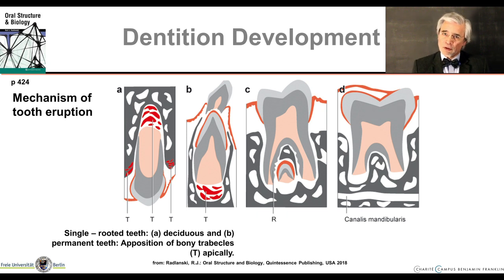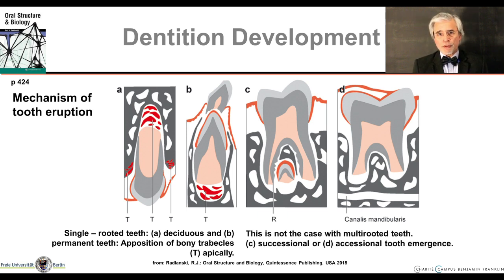Bone apposition dominates in the area of the apex and also at the alveolar crest. In the picture that can be seen, for example, for the upper deciduous canine in figure A, and in figure B, this is shown for a lower permanent canine. And as multi-rooted primary teeth and multi-rooted accessional teeth start their pre-functional eruptive movements when they do not lie so deeply in the bone, this additional bone formation is not observed there, as shown in the pictures C and D.